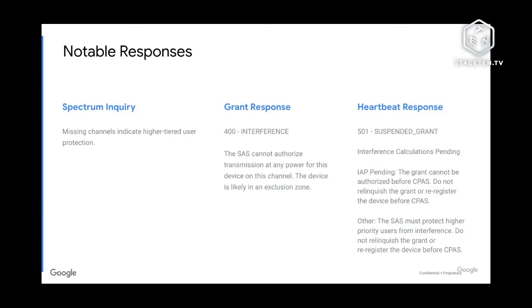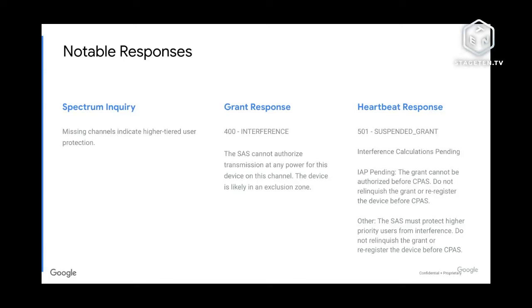In a grant response, if you ever get an interference message in response from the SAS, it basically means that the SAS can't authorize transmission for any power for a device on this channel. It's very likely in an exclusion zone in this case.